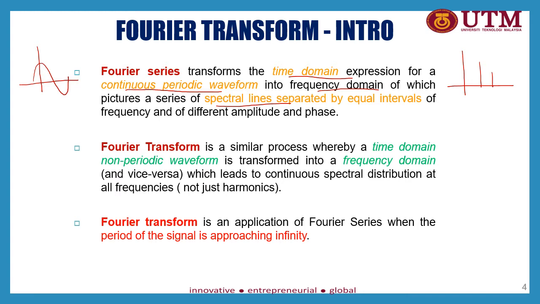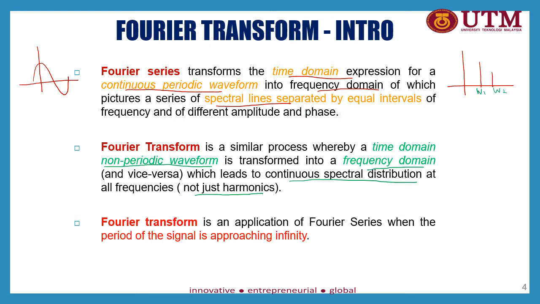But in Fourier transform, the signal in time domain is non-periodic. Okay, meaning that the signal is not repeating itself by the same duration T, and the signal will be converted into frequency domain or omega domain, which leads to continuous spectral distribution at all frequencies, not just harmonics. Okay, in Fourier series, you can see that the spectrum covers each harmonic. For example, this is omega 1, omega 2, and so on.